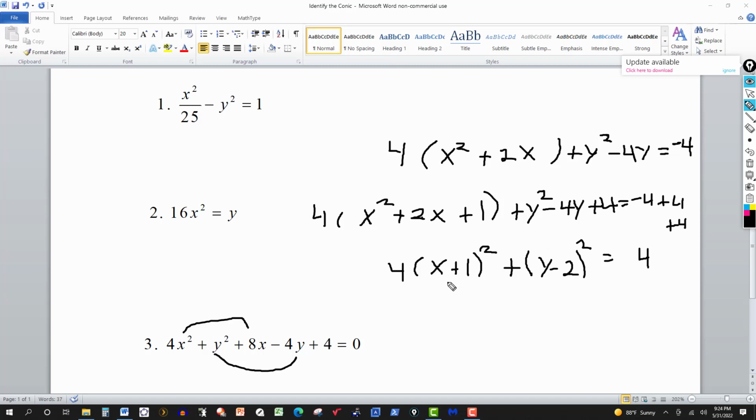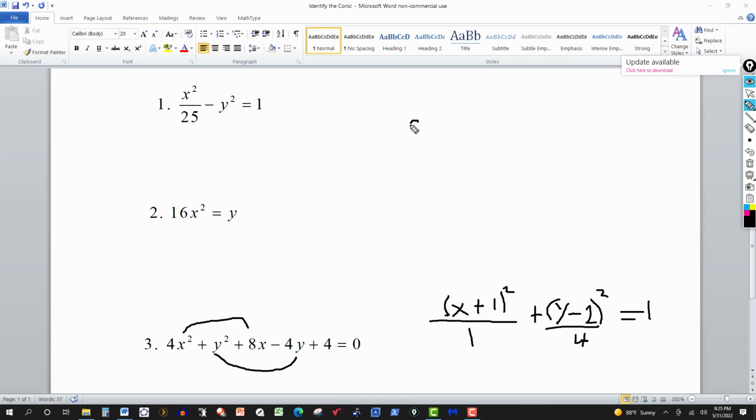Okay, so now I want to write it in the standard form. I know I have an ellipse, so I divide through by 4. First term here gives me x plus 1, quantity squared. I divided by 4, so that 4 canceled out. I'll just put a 1 down here. Don't have to, but I'll just put it in there so you can see. And then the other one becomes y minus 2, quantity squared, divided by 4. And 4 divided by 4 on the right side is 1. Now I have it in the standard form. And because of the form that I have, I know it's an ellipse.